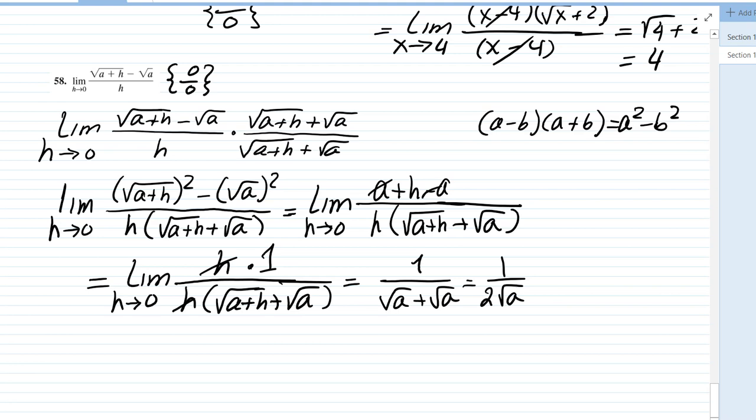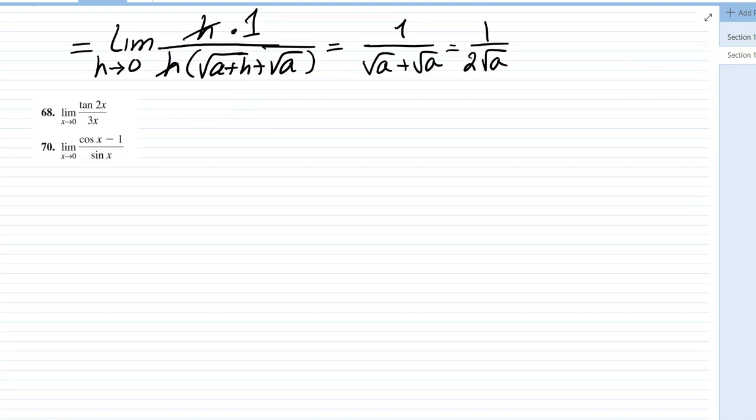Okay, so there's the limit in number 58. Now, hopefully you follow this. Let's now take a look at some of the trick ones. Okay, so let's take a look at number 68. In number 68, we have tangent of 2x divided by 3x.